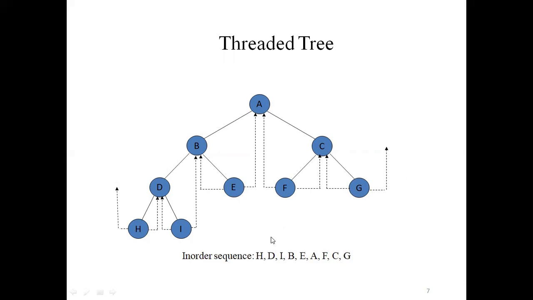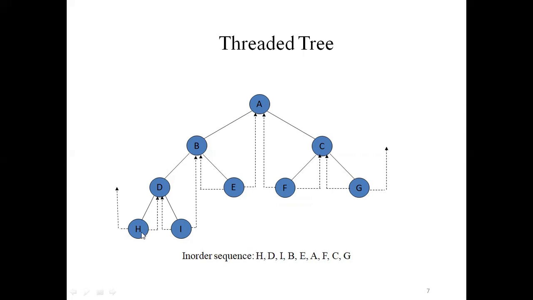So just look at this tree. First of all, we need to find out the in-order traversal sequence of this given tree. Starting from the root A, for in-order traversal, first we visit the left node, then the root node, and third the right child. So A has left B, B has left D, and D has left node H. So H is the leftmost node of this tree. So H will be printed first.